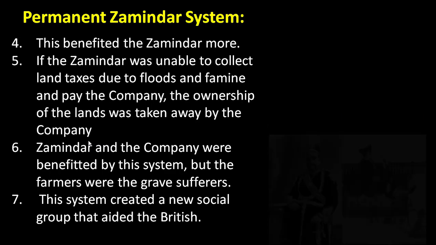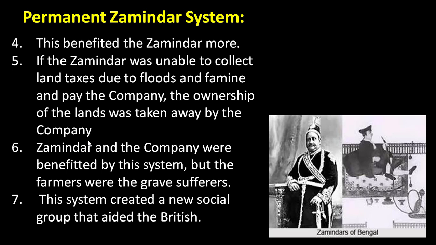And the fourth one, this benefited the Zamindar more. If the Zamindar was unable to collect land taxes due to floods and famine and pay the company, the ownership of lands was taken away by the company. So that is one more drawback of the Permanent Zamindari System. The Zamindar and the company benefited the most from this system, but the farmers were the grave sufferers.